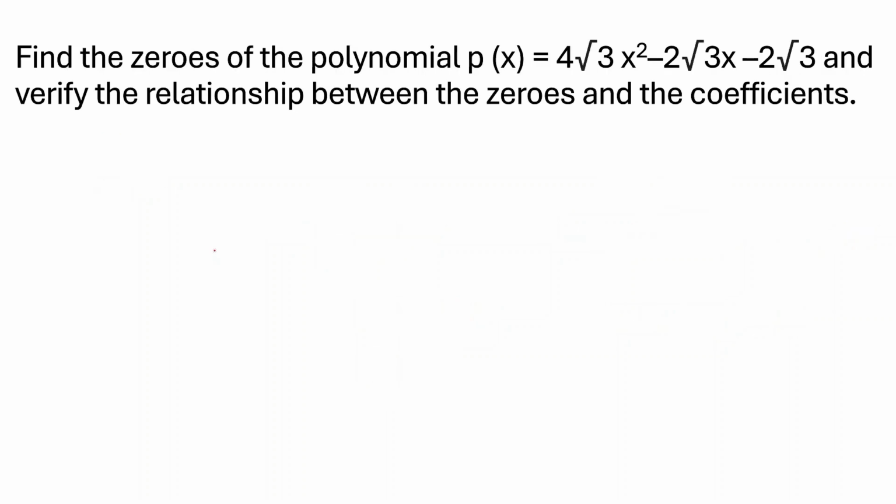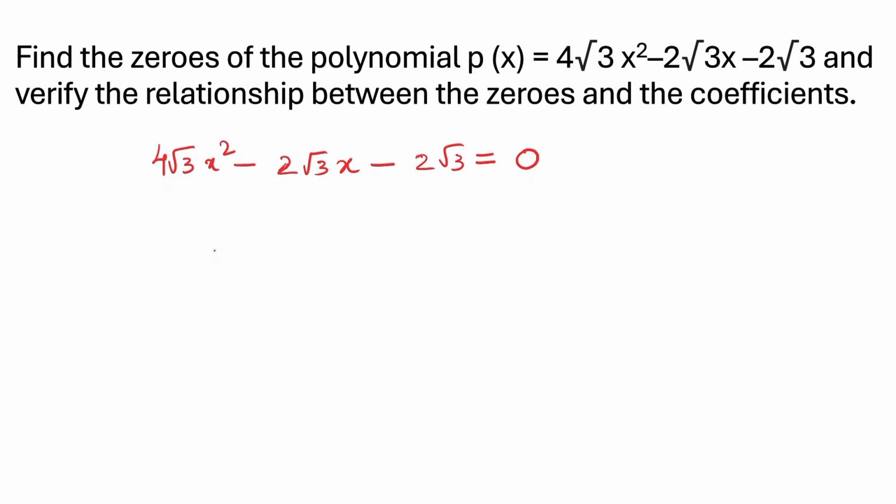Find the zeros of the polynomial p of x equals 4 root 3 x square minus 2 root 3 x minus 2 root 3. So we want to find the zeros of the polynomial, so we should equate it with 0. Okay, the function should be 0 when we apply some x value. That value we should find, right?